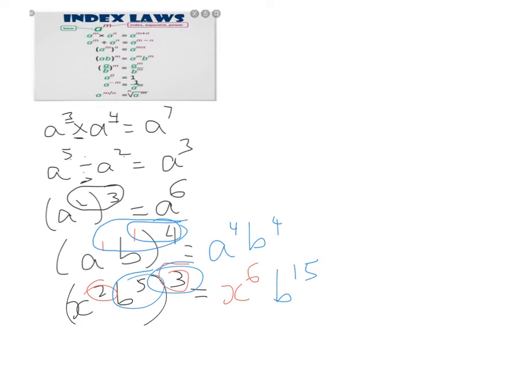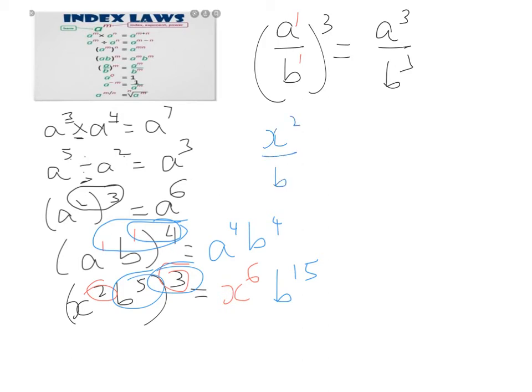So the next law that we're looking at is this one here. It's got to do with division. If we have a over b all to the power of 3, that becomes a to the power of 3 over b to the power of 3, because what are our powers here? They are 1s. In the same vein, if we had x to the power of 2 over b to the power of 3, put that all to the power of 4, we'll end up with x to the 2 times 4, which is 8, over b to the 4 times 3, b to the power of 12.